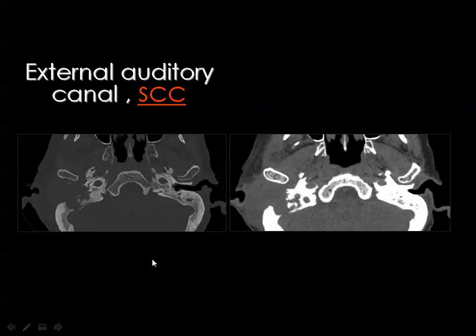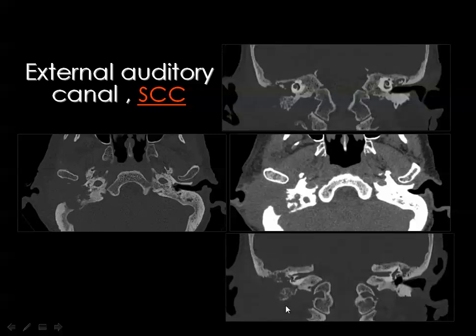This is an aggressive lesion with a large soft tissue component obliterating the external canal, bulging the skin contour, and also infiltrating the subcutaneous tissues with aggressive bone destruction of most of the petrous bone, including the external canal and the middle ear cavity as well.